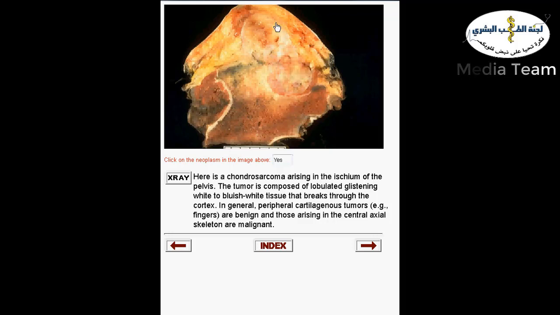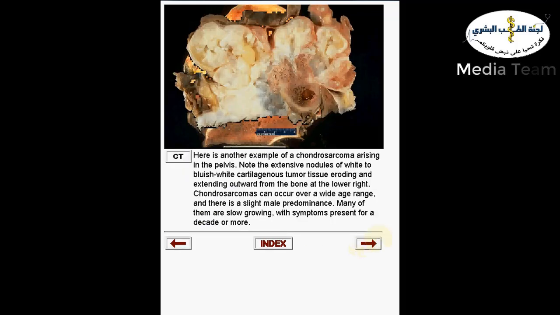So most chondrosarcomas, like we see in this picture, arise from the central axial skeleton. That's the pelvis, the hip joint, the vertebral column. Of course, it can occur at the peripheral skeleton, but most of the time it's a central tumor, and it can occur at any age, not like osteosarcoma, which affects young patients. It can occur at any age, but mostly in adults, not in the young age group.